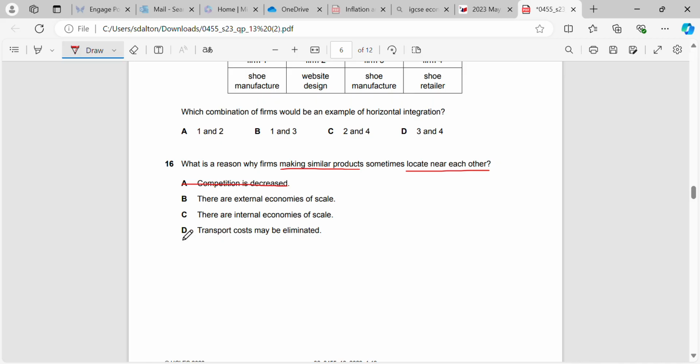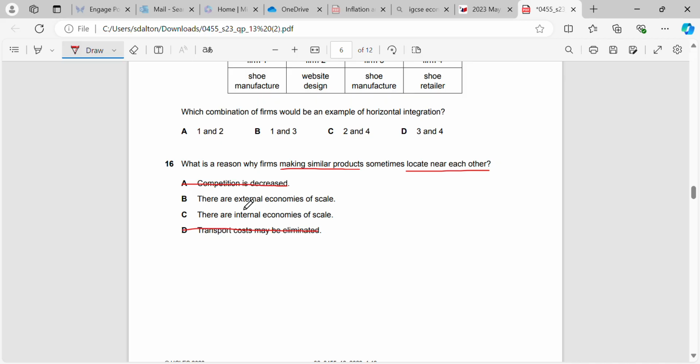Transport costs may be eliminated, also completely irrelevant, because the transport costs are individual to each business. Myself as Coca-Cola, I'm going to have my own transport costs. Pepsi will have their own transport costs. Just because I move beside them doesn't mean that I can start to use their trucks to transport my goods and services and not pay. So transport costs will be stagnant or remain the same.